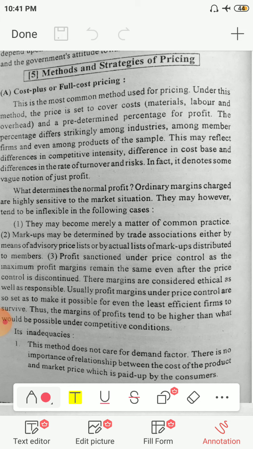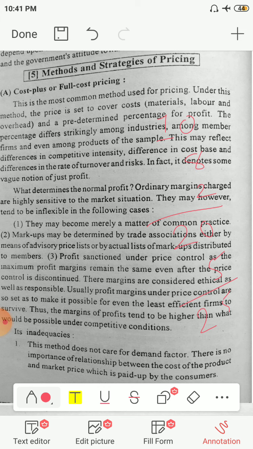Take an example that material price is rupees 10, labor price is rupees 8 and overhead is rupees 2. So the total cost related to production is 20 rupees. Now suppose the firm wants a profit margin of 5 rupees, then the price will become 25 rupees. This is the simplest procedure followed under cost plus pricing.